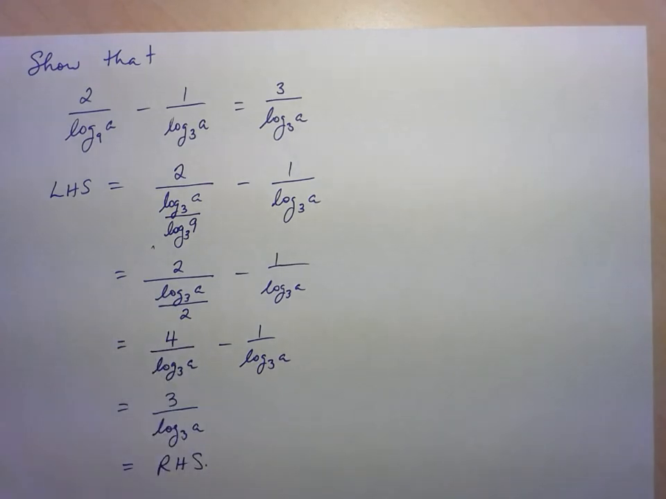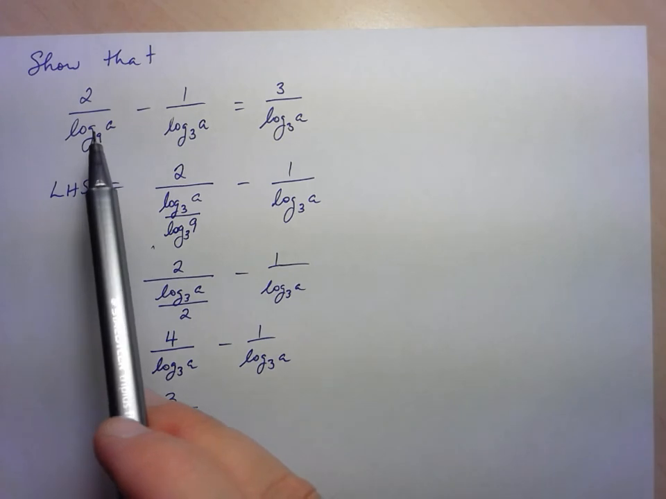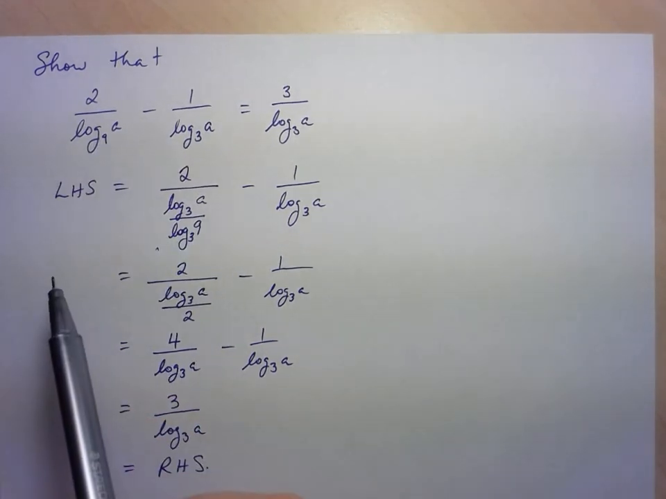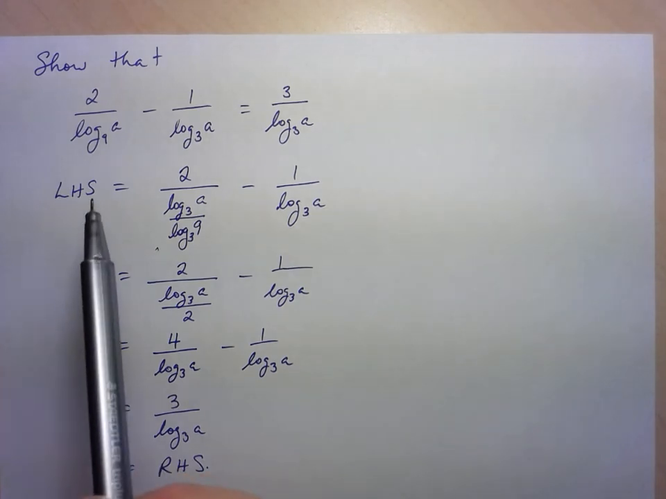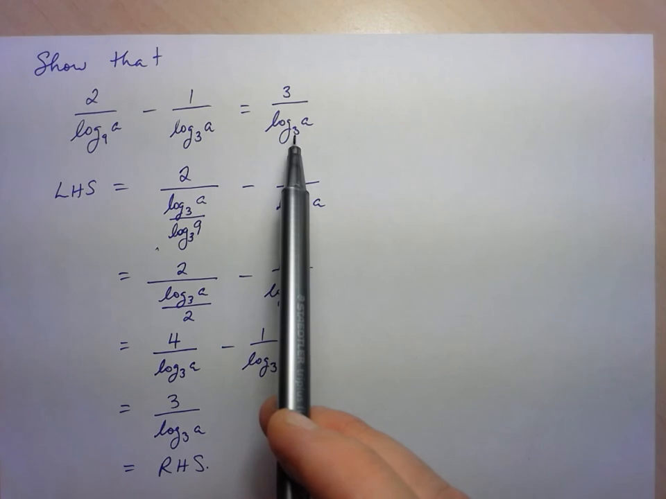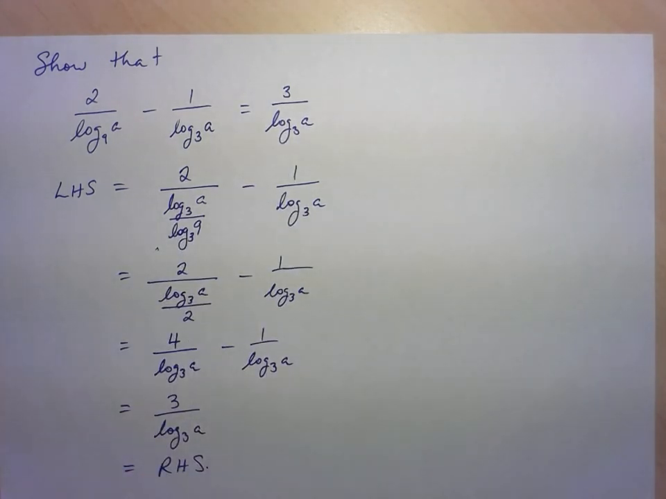Okay, so just a recap here, the main idea was to see that you had different bases, and a good trick for solving these types of questions is to just turn everything into the same base. In this case here, because the right-hand side had a log base 3, it made sense to put the left-hand side all in terms of log base 3. Okay, that's it for this one.